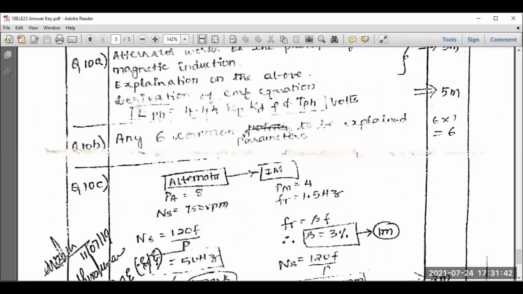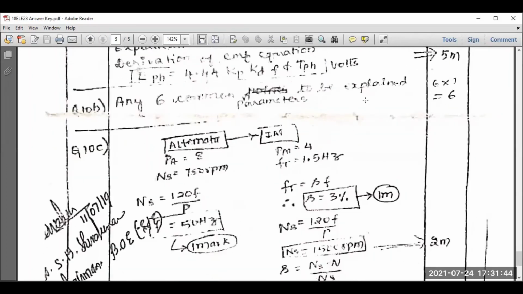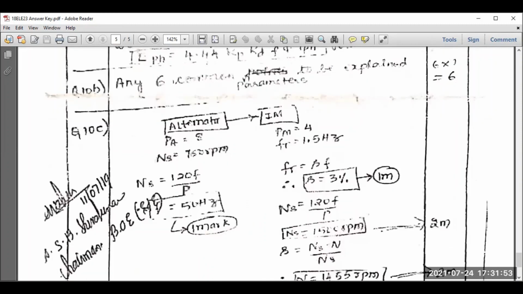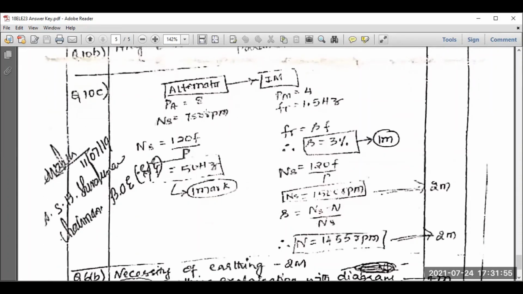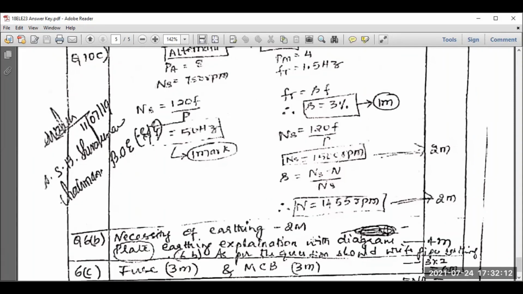Major differences between squirrel cage and slip ring induction motor. For example, addition of resistance, whether that is a self-starting machine or not, likewise you can mention. At least 6 parameters have to be explained. Then question number 10c, you have to use the equations like Ns equal to 120f by P, then rotor frequency, and the relation between the rotor frequency and the slip that you have to recall. Finally, what is the equation for slip? And from that, you can calculate the speed.